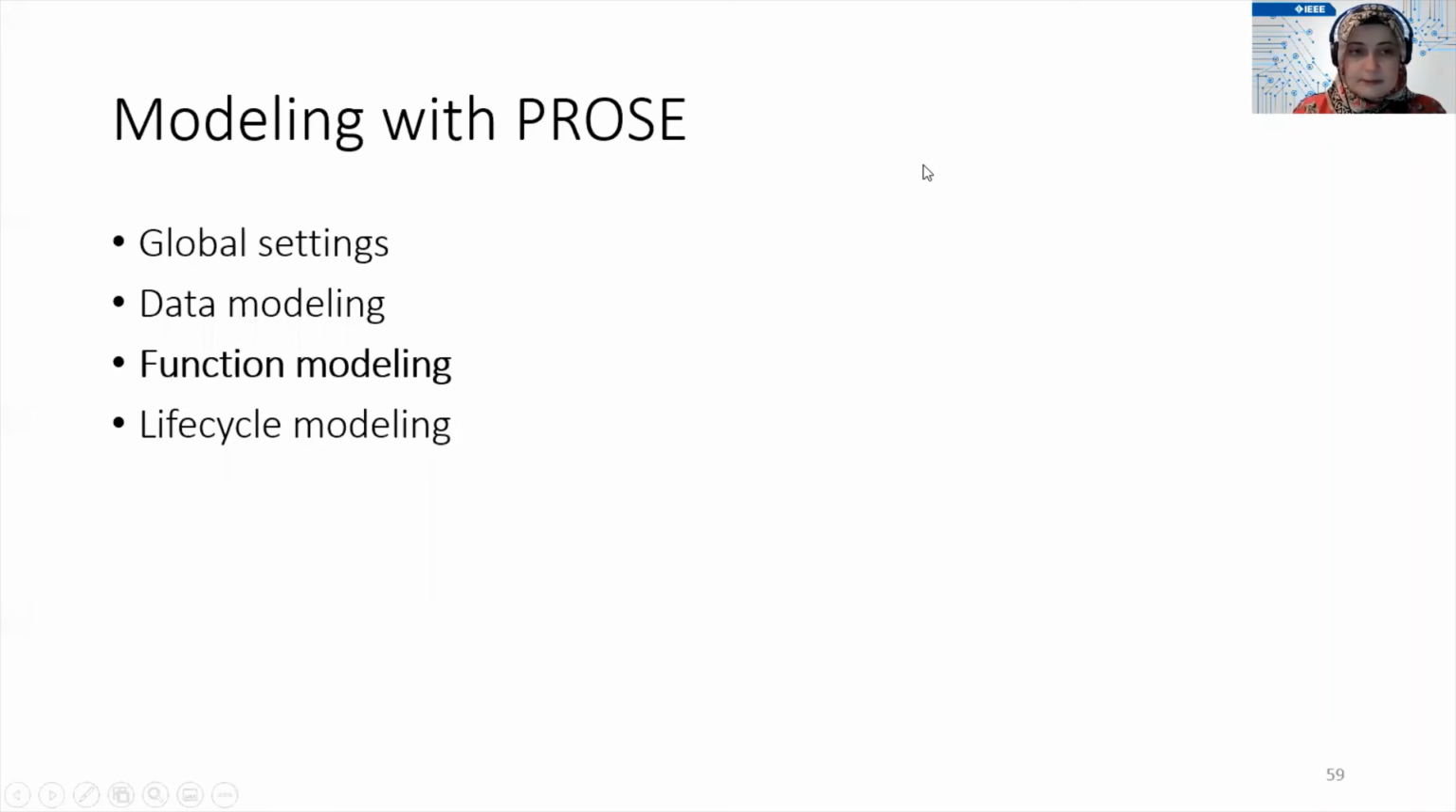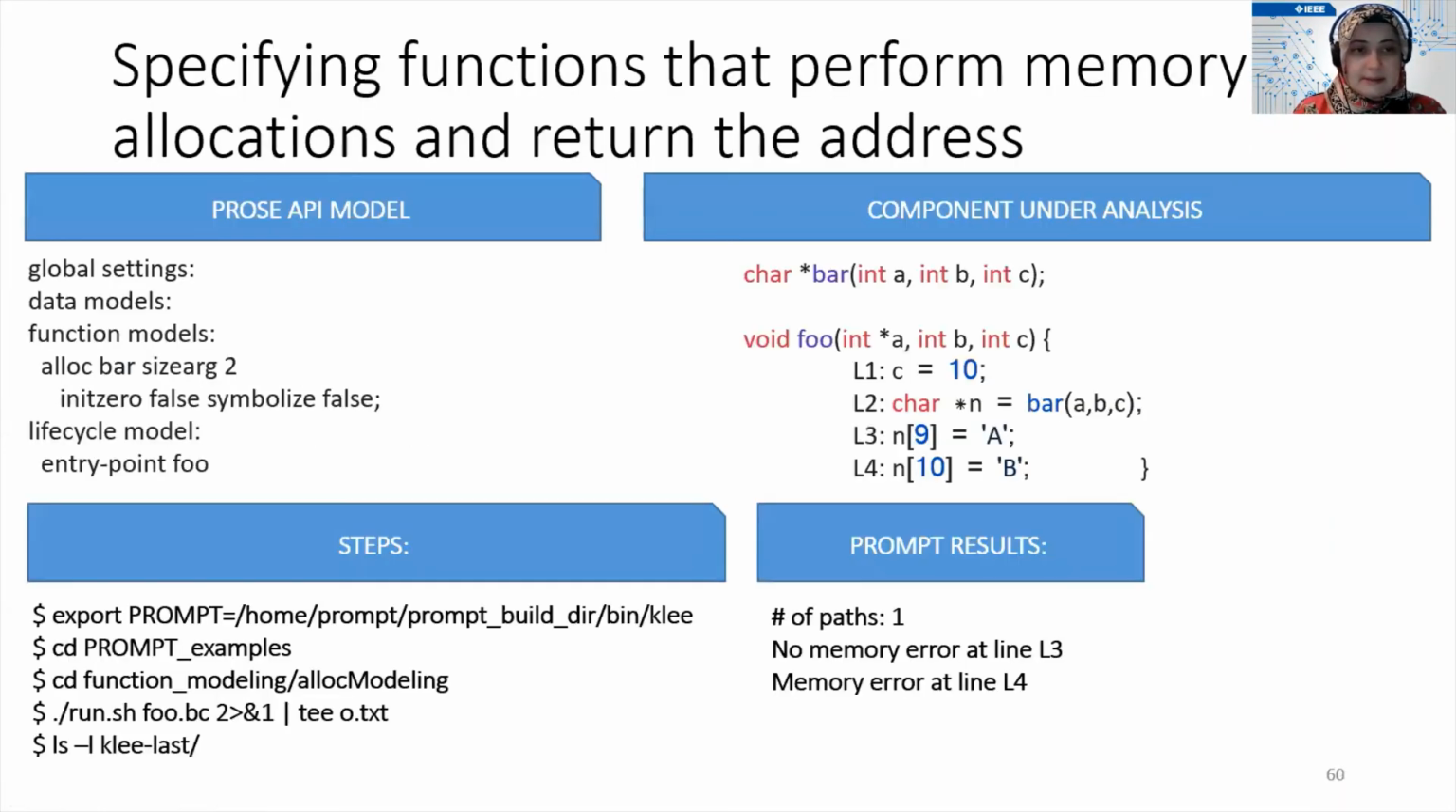Okay, now let's look at some function modeling examples. Some functions may be regarded as memory allocation functions, and let's say that we want to ignore anything else that they perform, and say that we have this bar function that we want to leave as an allocator, and the size of the memory is mentioned in the third argument.